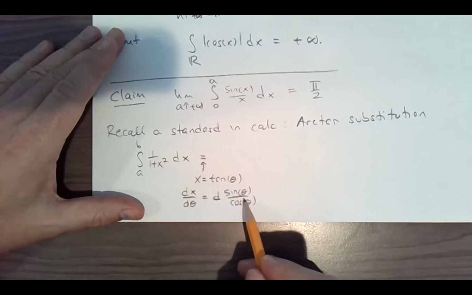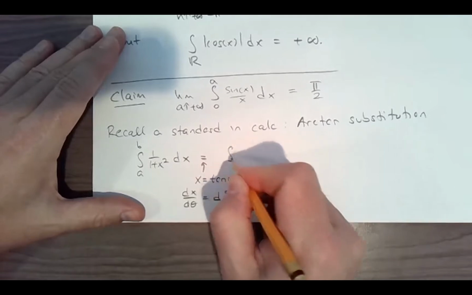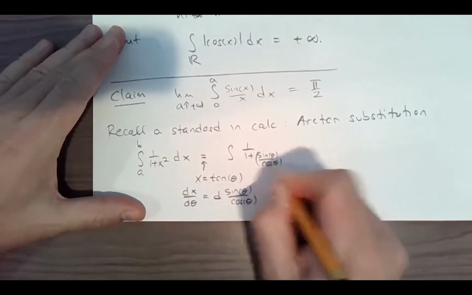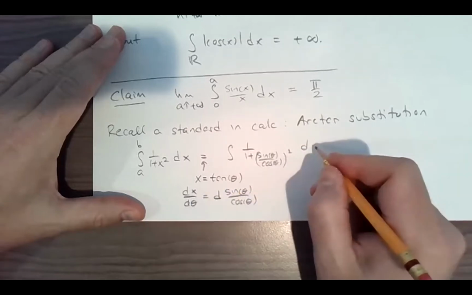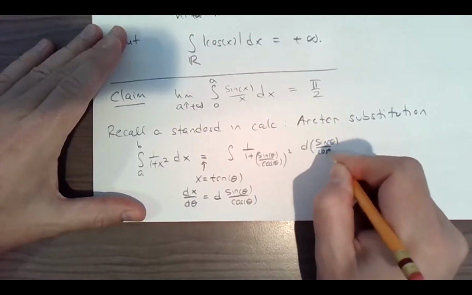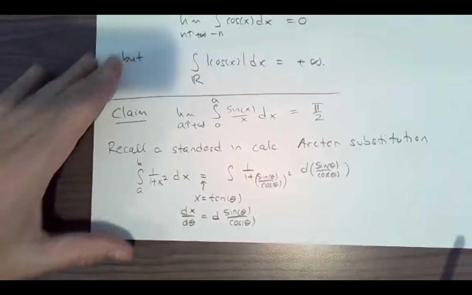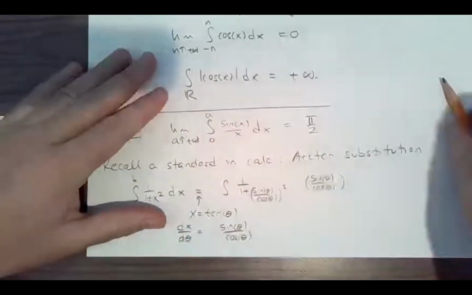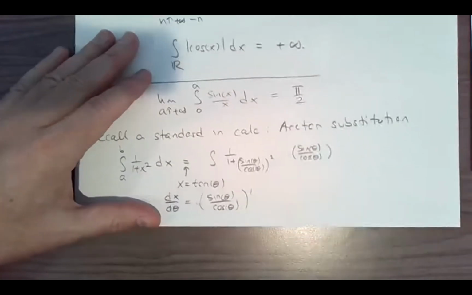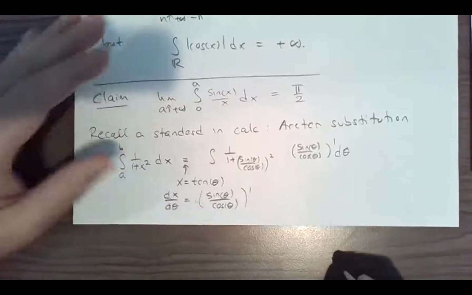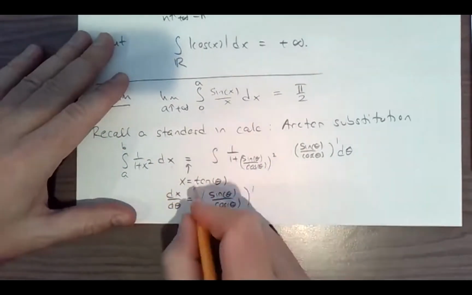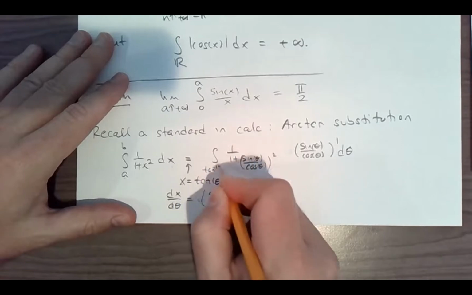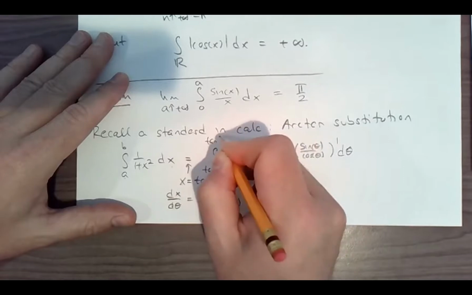So you'll write this as an integral of 1 over 1 plus sine theta divided by cosine theta, squared, times the derivative of sine theta over cosine theta, and then you have your d theta. And instead of having x be a, you will have theta equal to tan minus one of a, and tan minus one of b up here.